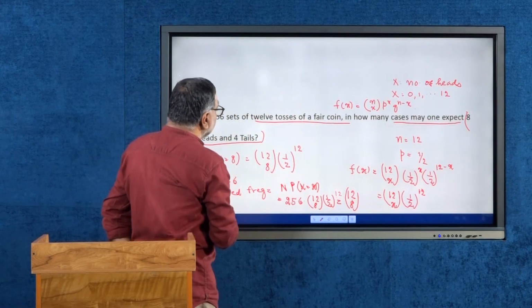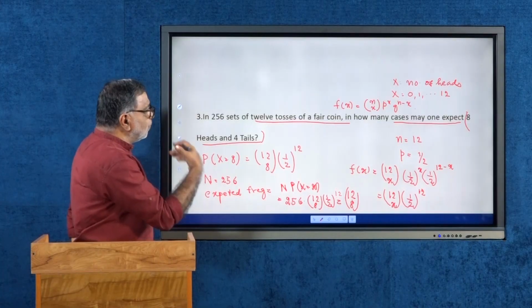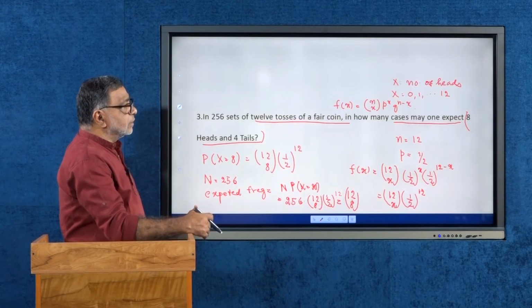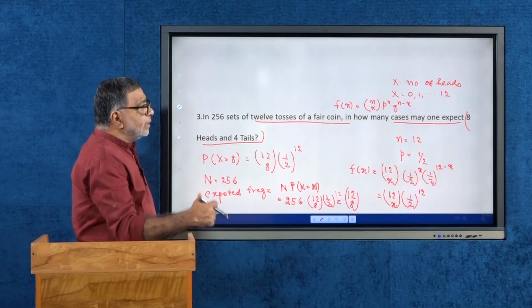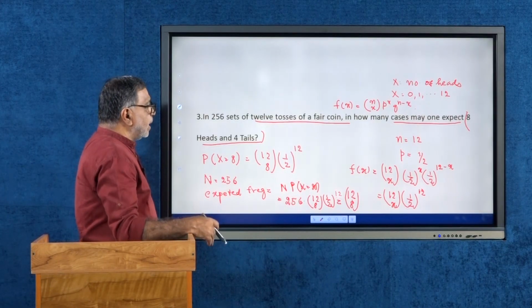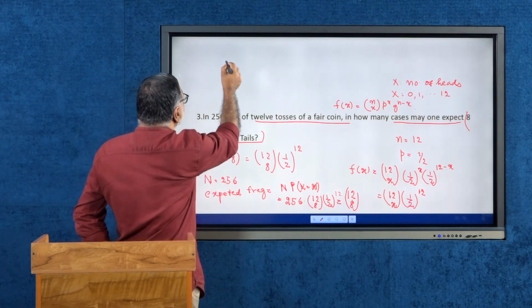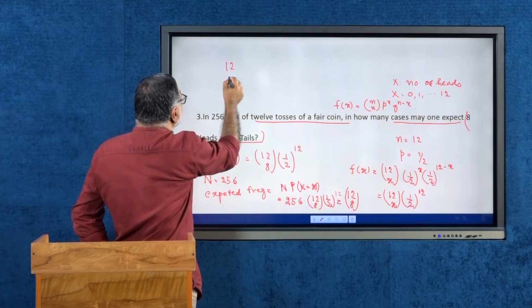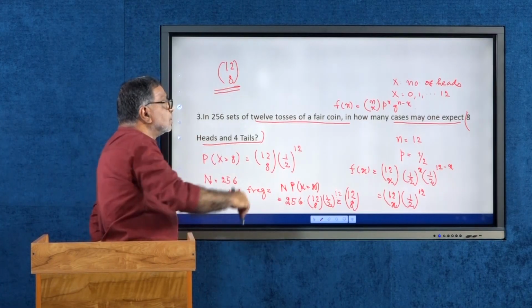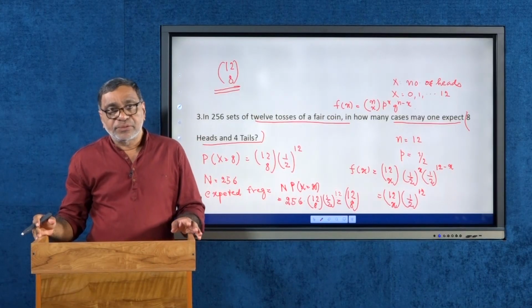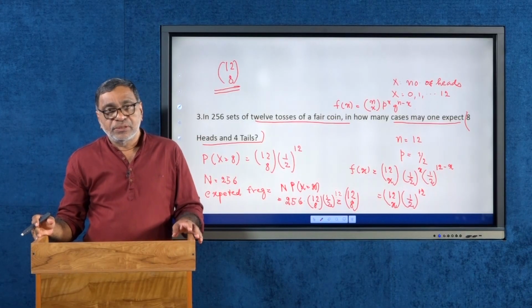So, the question here: out of 256 sets of tossing 12 coins at a time, in how many cases may one expect 8 heads and 4 tails? That is 12C8. This is the number of cases in which there will be 8 heads and 4 tails out of 256 sets.